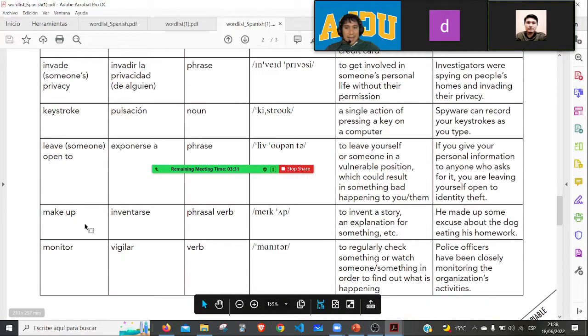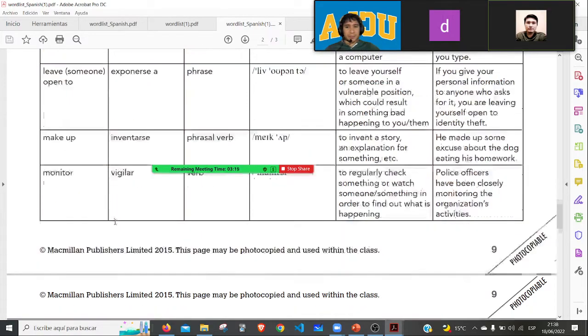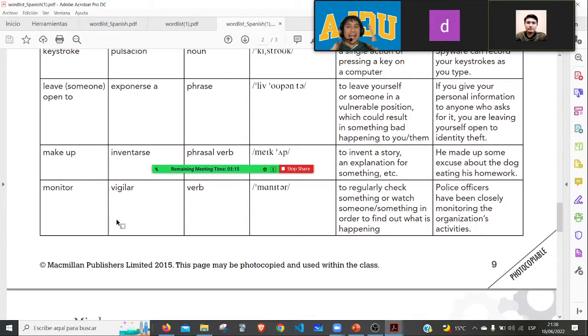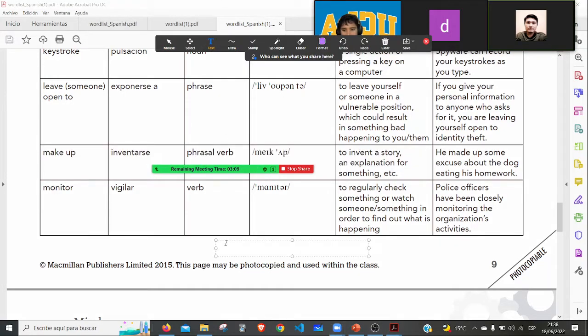Then we have make up. Make up, inventarse, okay? Make up a story, make up an idea. Monitor, vigilar, monitorear, okay? Como verbo. Makeup es maquillarse también. Makeup es maquillaje. Maquillarse sería wear makeup. Así, mira. Put on makeup, wear makeup. Y el otro sería make up an idea, make up something.